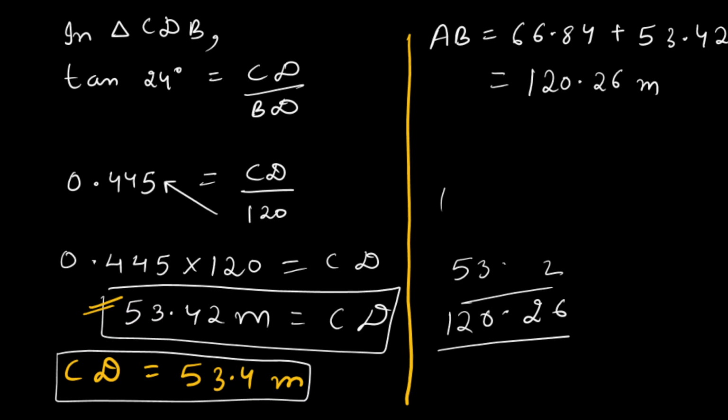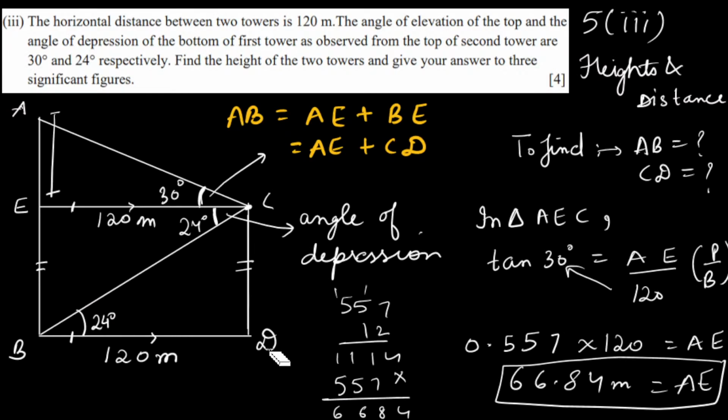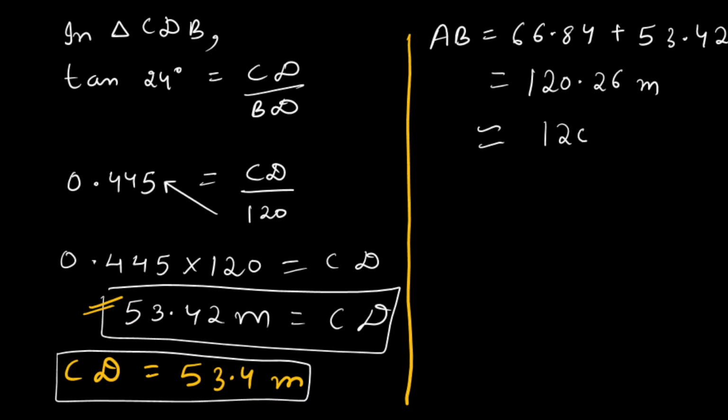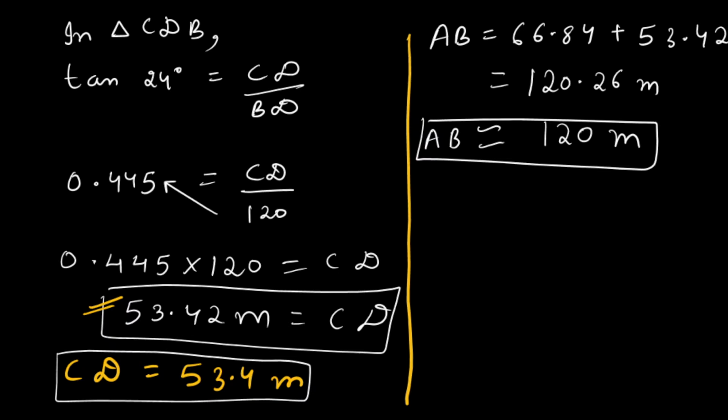I think some mistake might be there. Okay, it's correct. Up to three significant figures we have to write, so it is 120 meter. So here we have completed this question. We found the length of AB and we found the length of CD, and these are the lengths of both the towers.